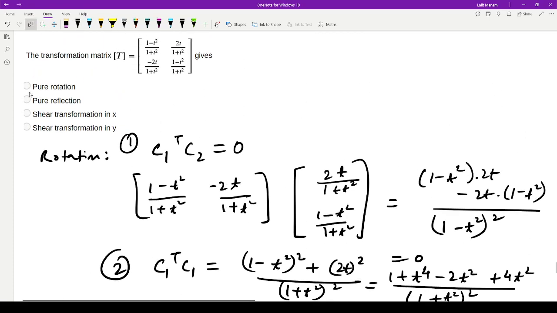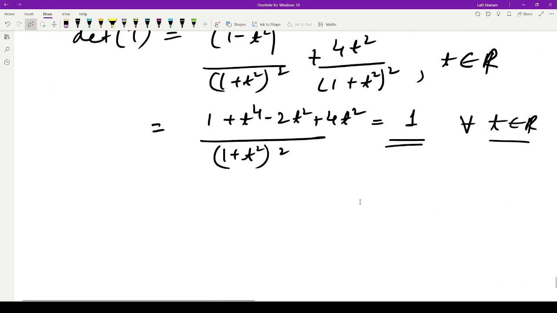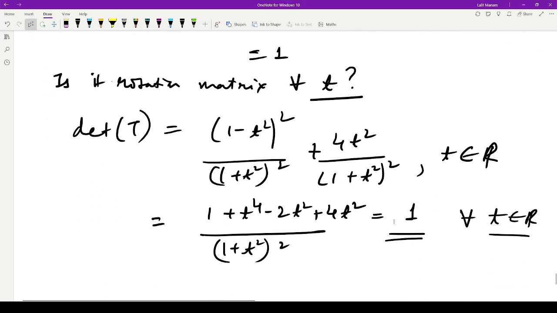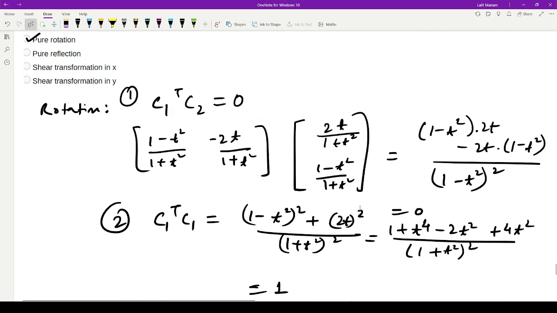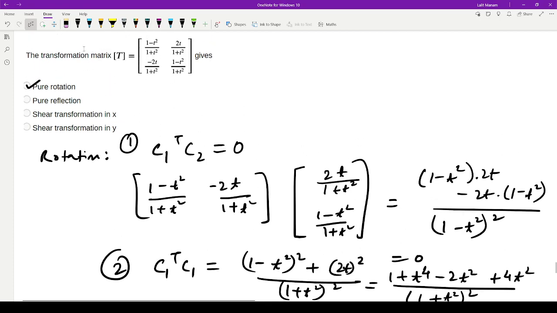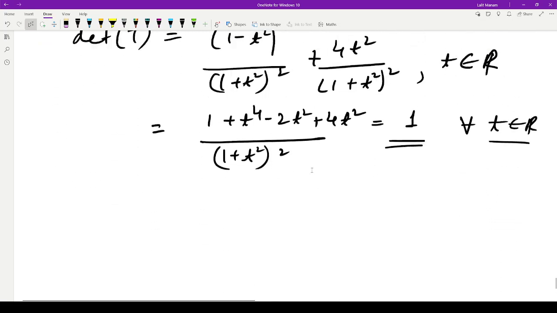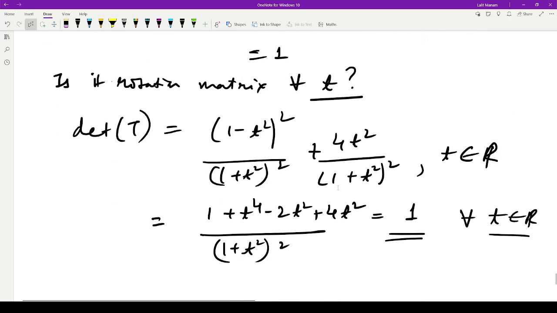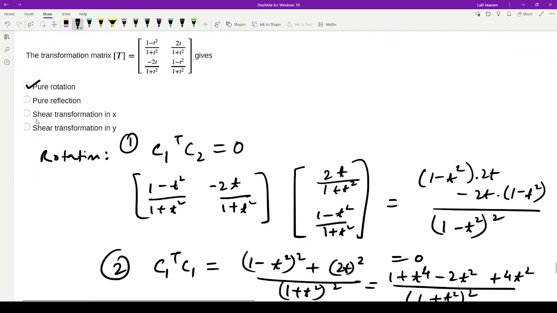Given that it is a rotation, is it a reflection? The determinant is 1. Can it be a reflection? No, right? The determinant can't be -1. We have proved that it's 1. So it's not a reflection.